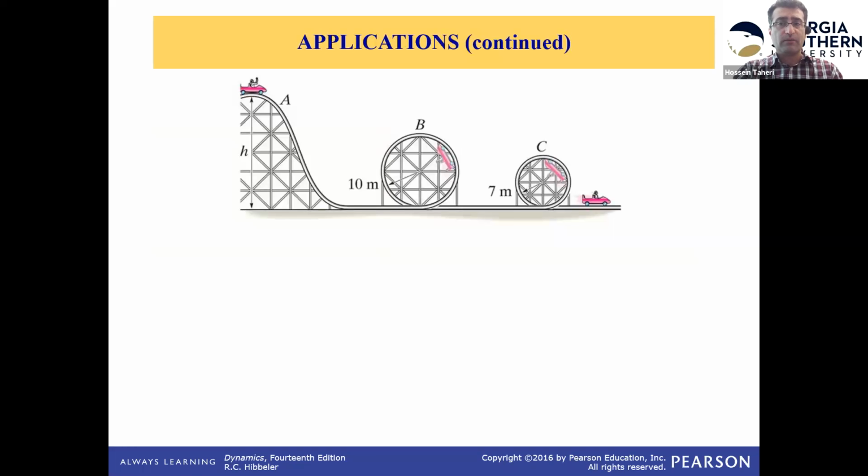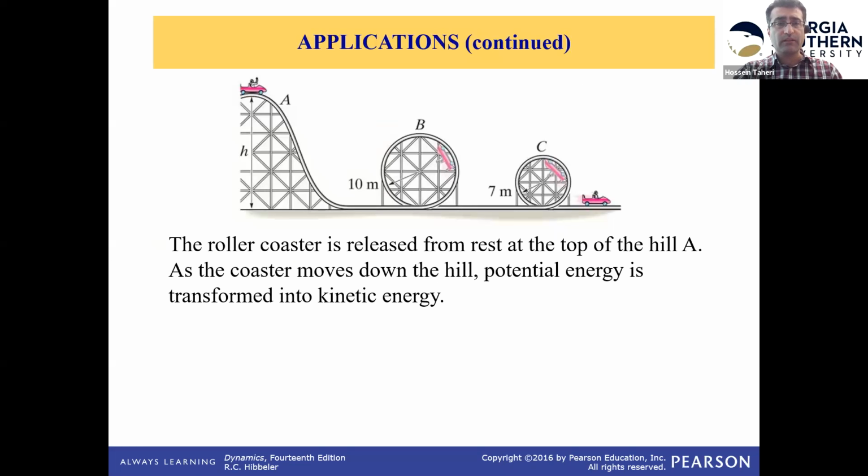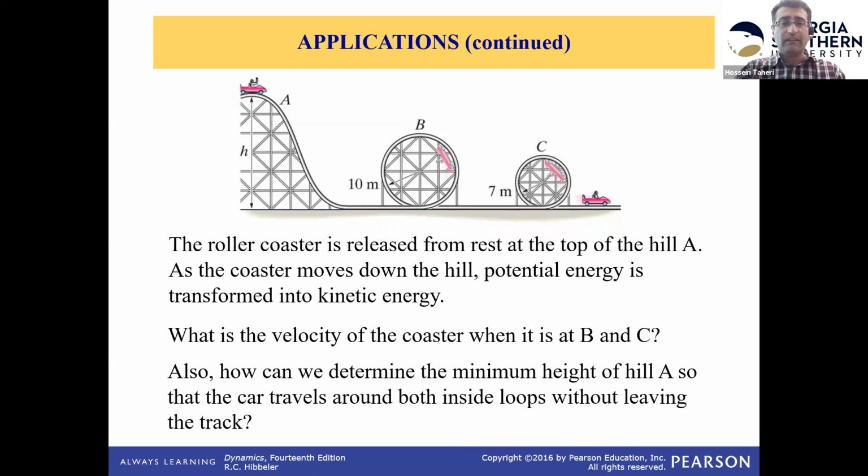Another example, a roller coaster again. Suppose that the car is released from rest at the top of the hill at point A, and then it moves down. The potential energy is going to change and convert to kinetic energy. The question is, what is the velocity of the car when it reaches points B and C? We need those values to design such structures, and then how can we find the minimum height of hill A such that we have enough velocity at those points? So those are the questions.